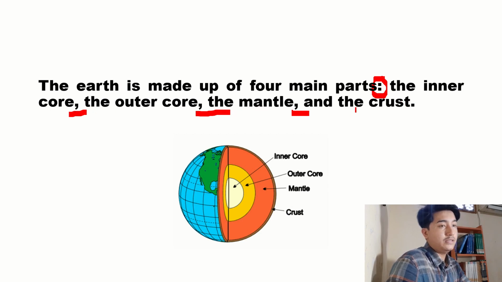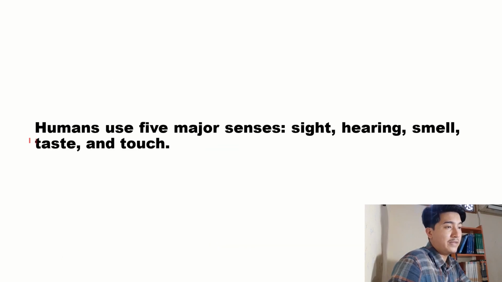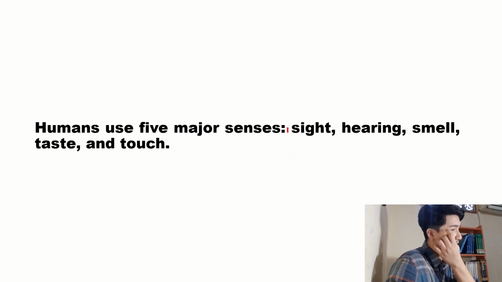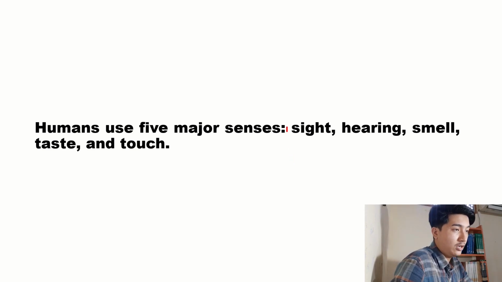The next example is: Humans use 5 major senses: sight, hearing, smell, taste, and touch. Again, in this case, you will notice that the colon comes before the list. And there are also commas that separate the list.